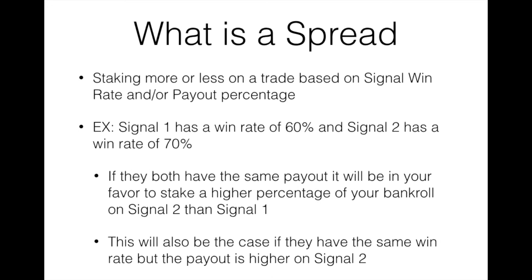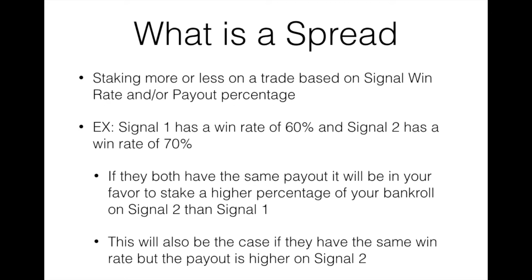This is a technique where if you have a couple different signals you're trading on and say one of them has a higher win rate than the other, it will be advantageous to put more on the signal that has a higher win rate, a little less money on the signal that has a lower win rate. If this plays out for a while, you'll end up with higher return and reducing your risk in the long run. This also goes for if certain signals you're trading on have a lower payout as well.